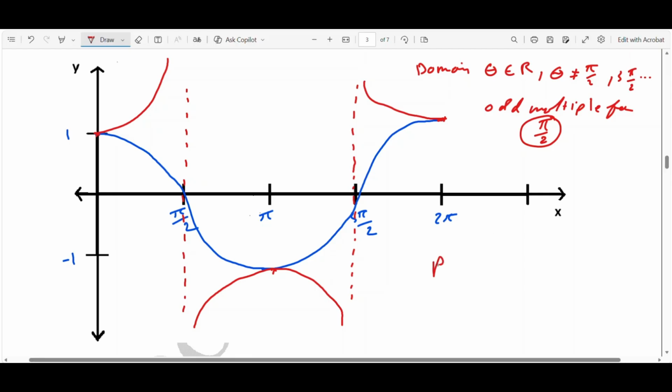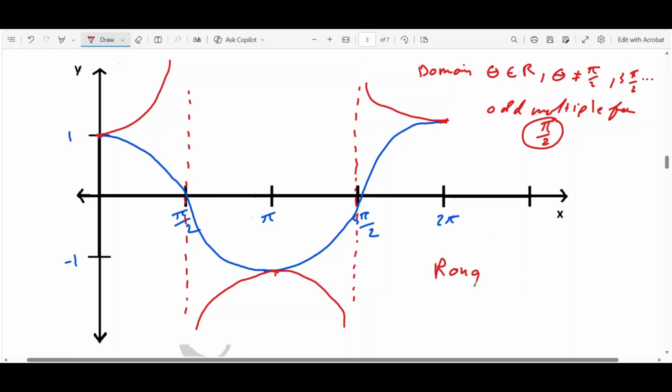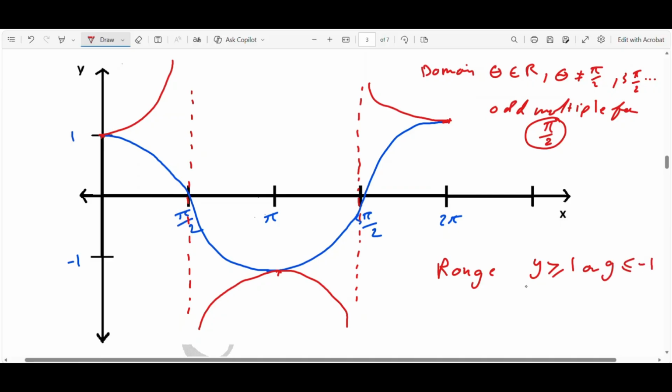The range: y is more than or equal to 1, or y is less than or equal to negative 1. The blue sketching is for cos, the red sketching is for secant.